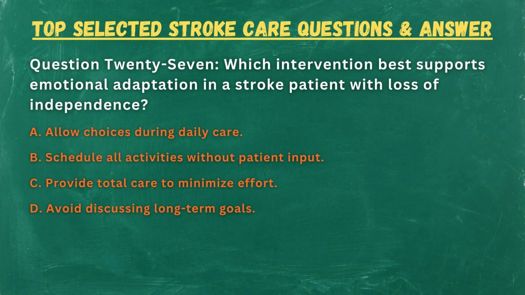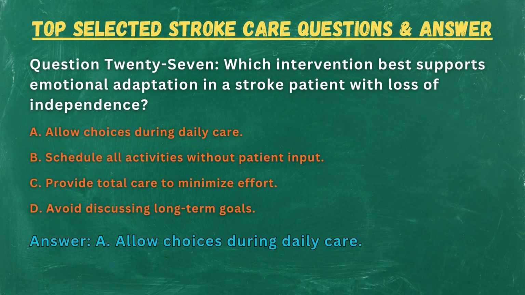Question 27. Which intervention best supports emotional adaptation in a stroke patient with loss of independence? A. Allow choices during daily care. B. Schedule all activities without patient input. C. Provide total care to minimize effort. D. Avoid discussing long-term goals.